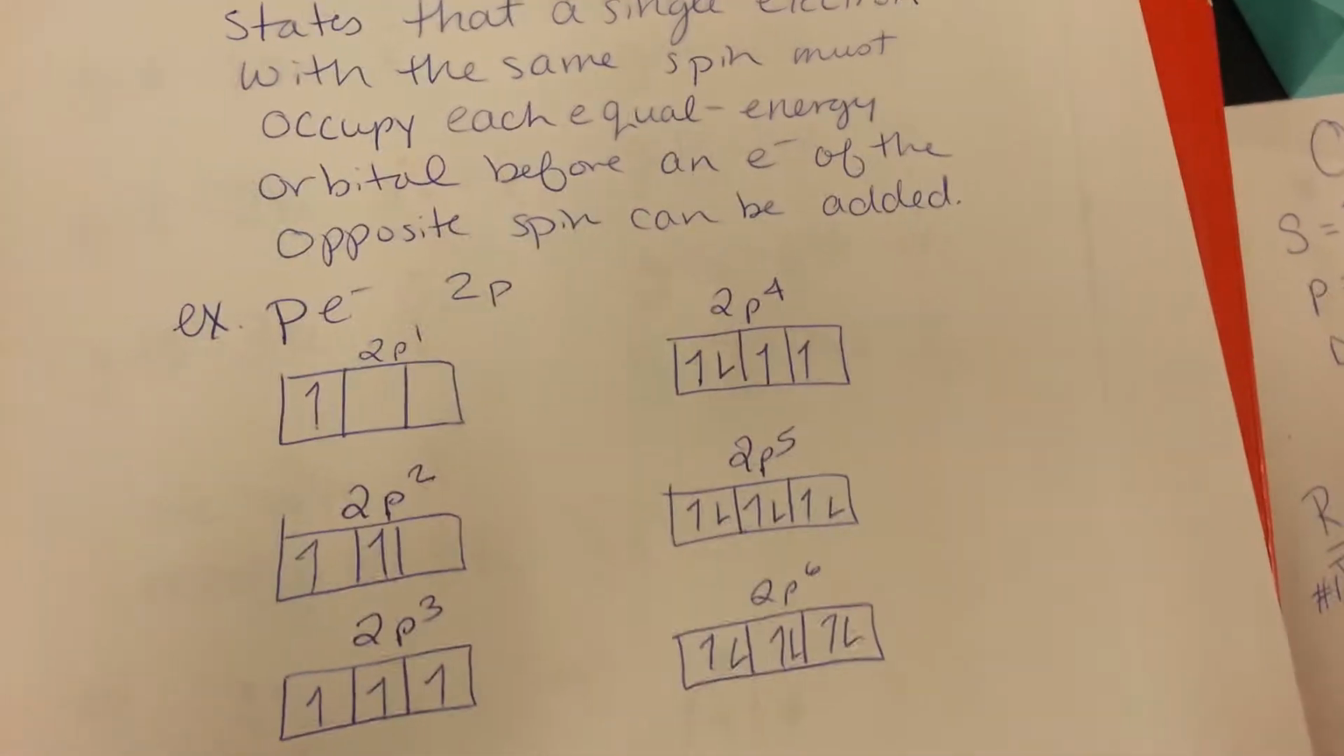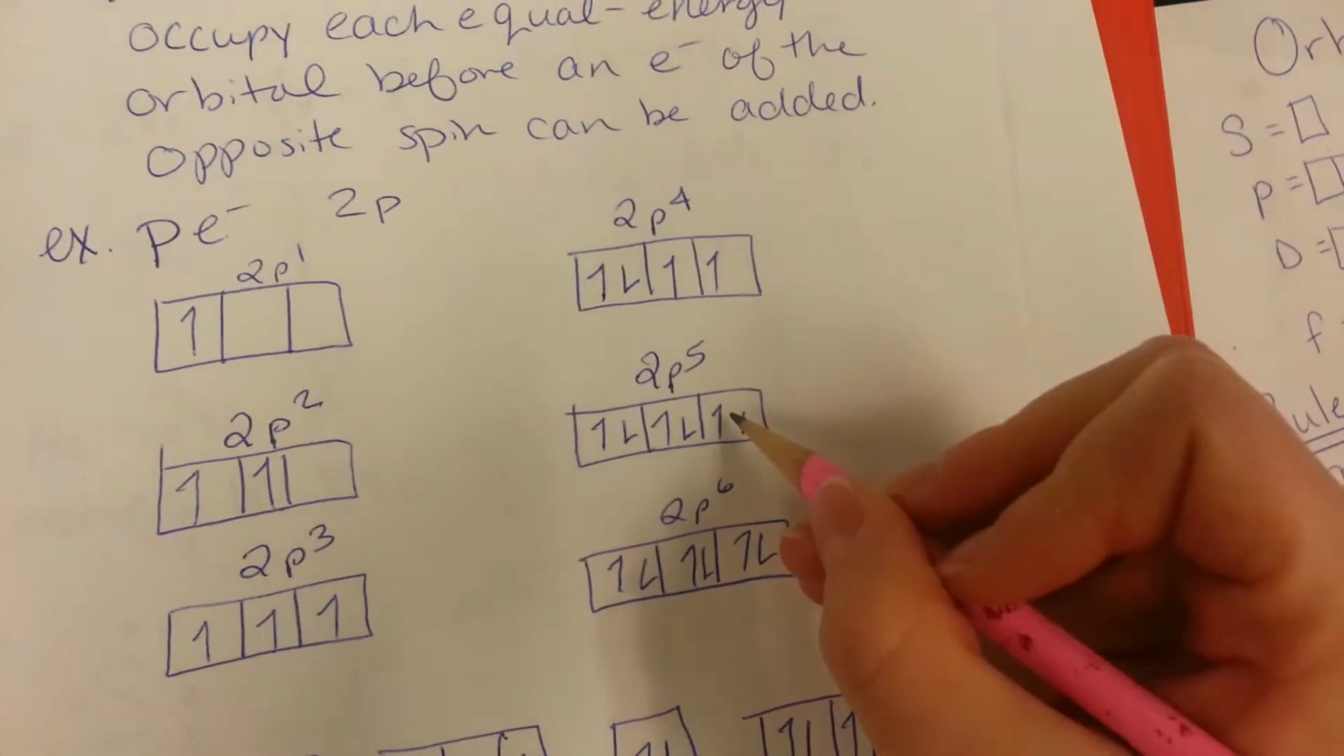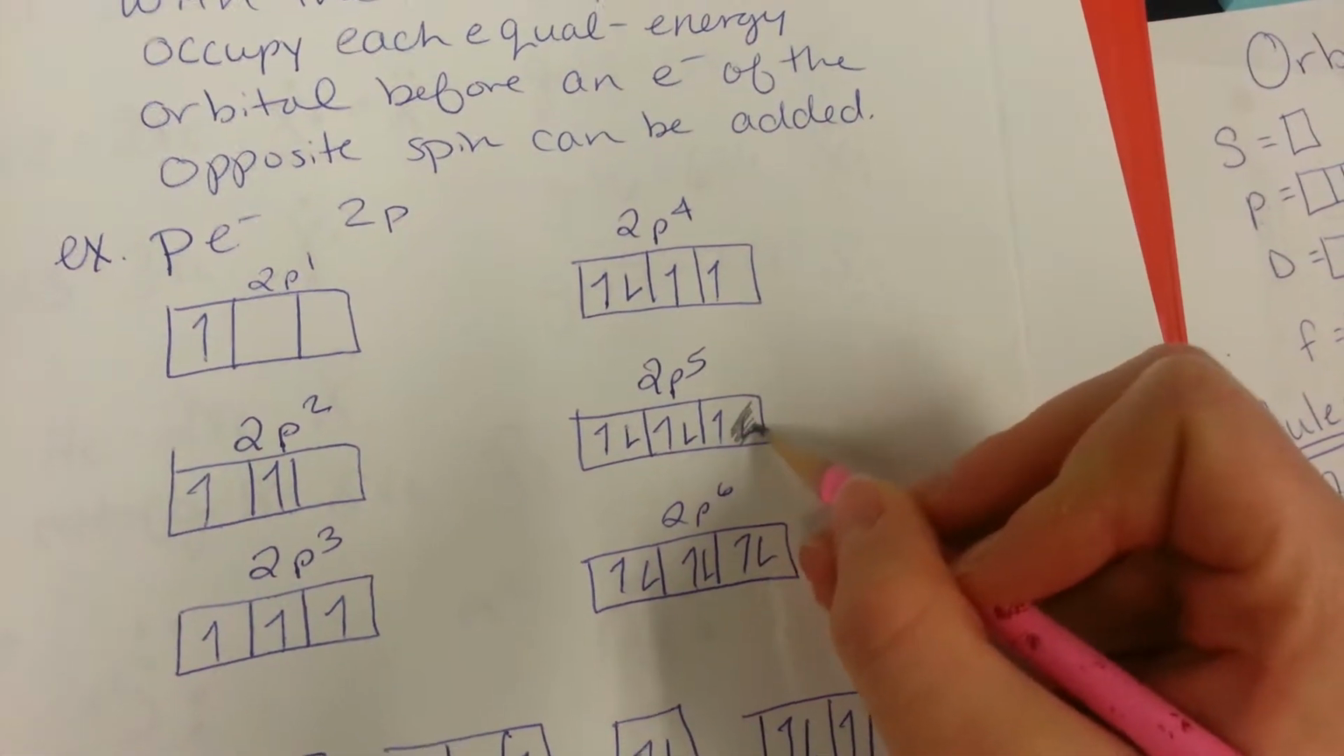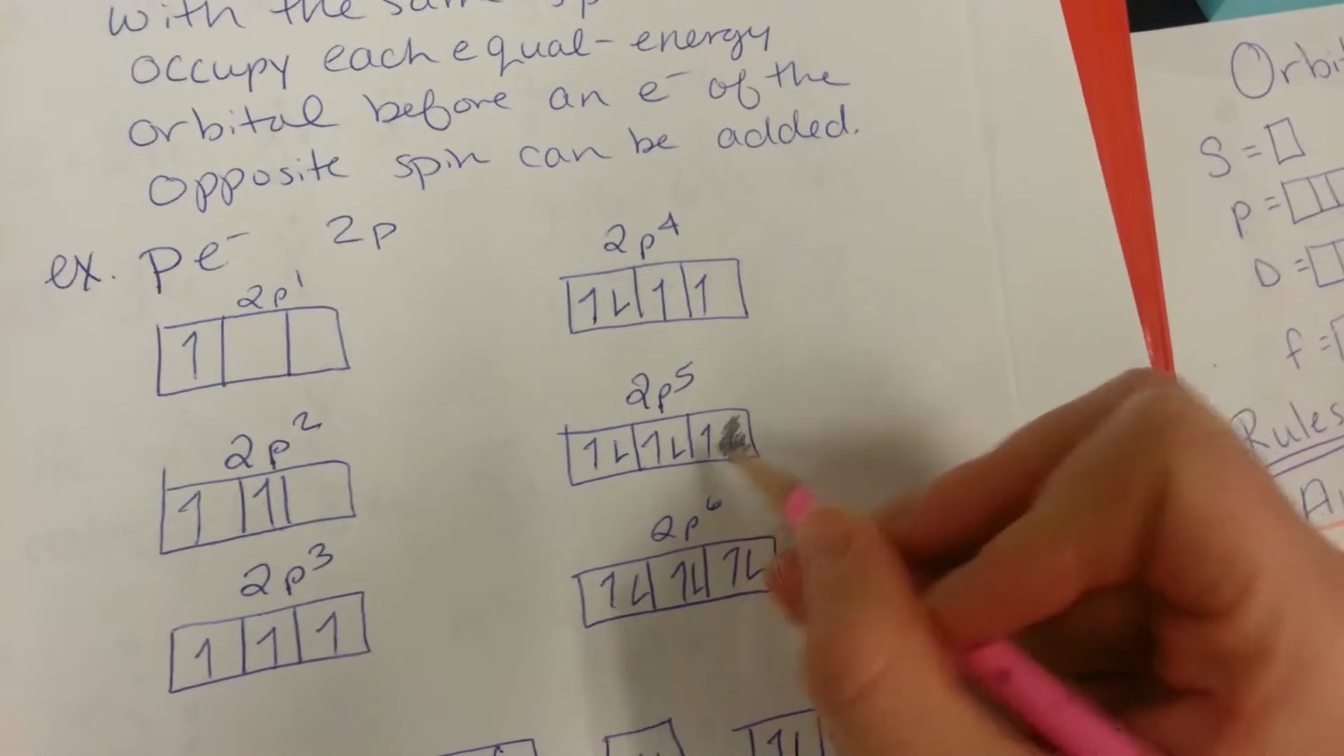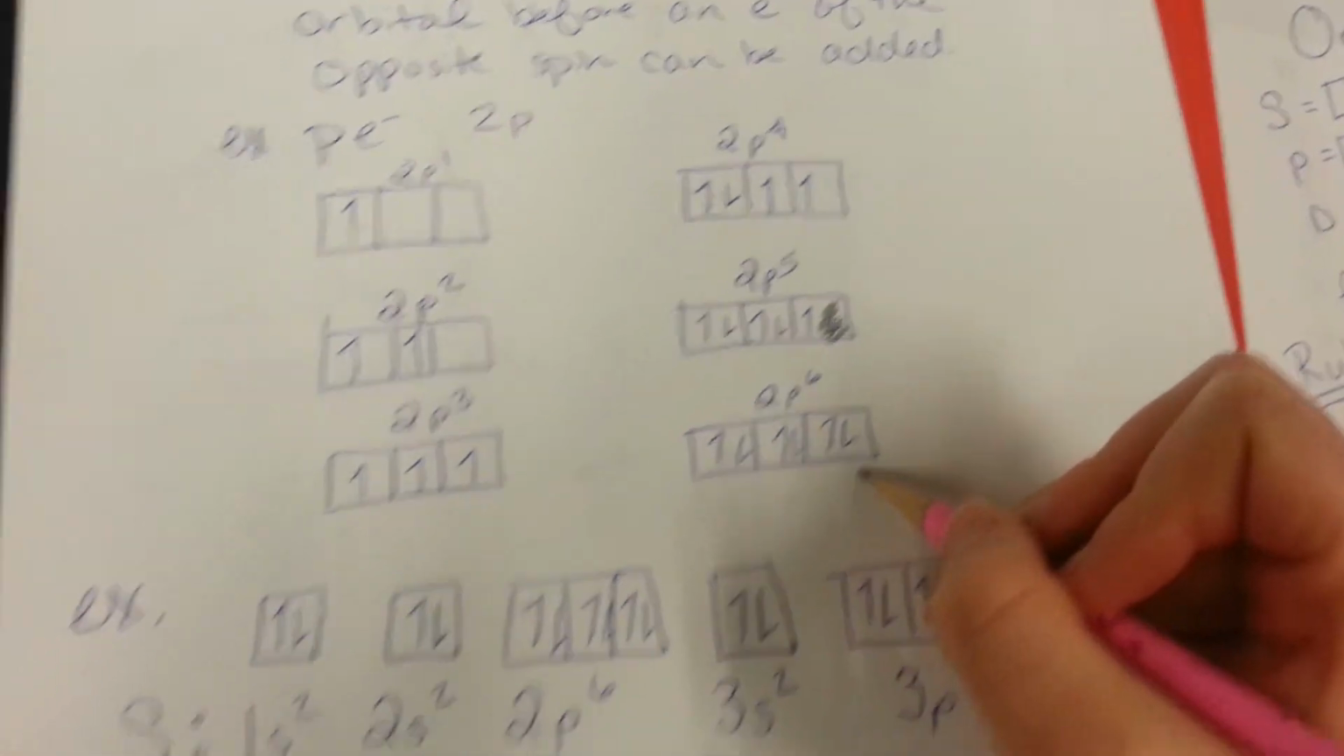Oh my, we've got a mess up. In case you didn't notice that, this should not be here. Sadly, I used pen. It should be 5, and then this is 6.